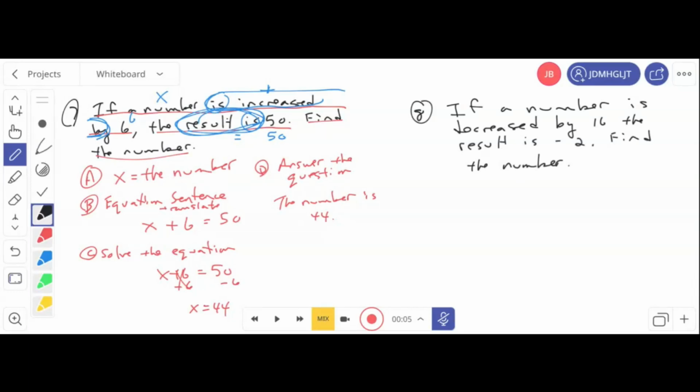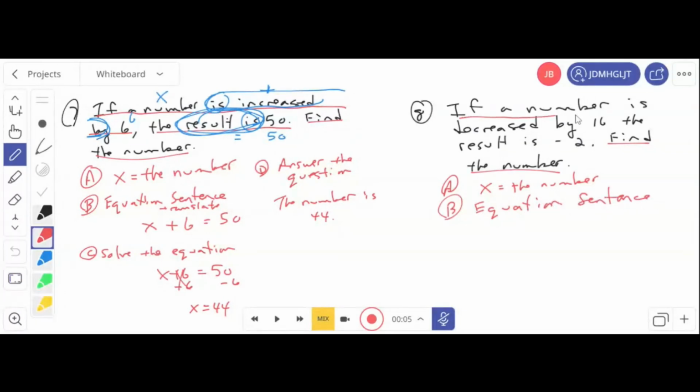Y'all are getting ahead of me, but that's good. That's okay. If you're getting this, then you go on ahead. That's great. We're asked to find a number, so we'll let the number be x. Equation sentence: if a number is decreased by 16, the result is -2.